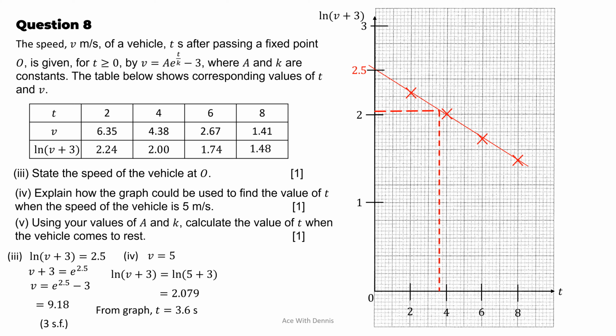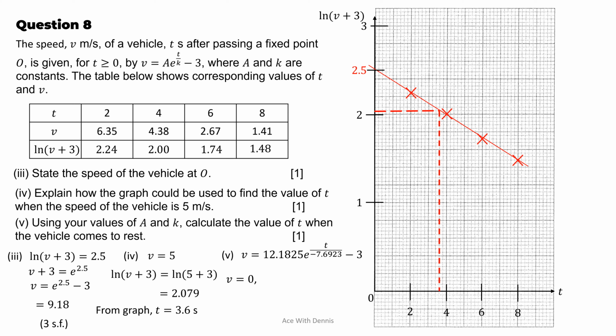Part 5. Using your values of a and k, calculate the value of t when the vehicle comes to rest, 1 mark. So, firstly, we substitute the values of a and k into the equation. We get v equals 12.1825 e to the power of t over negative 7.6923, minus 3.